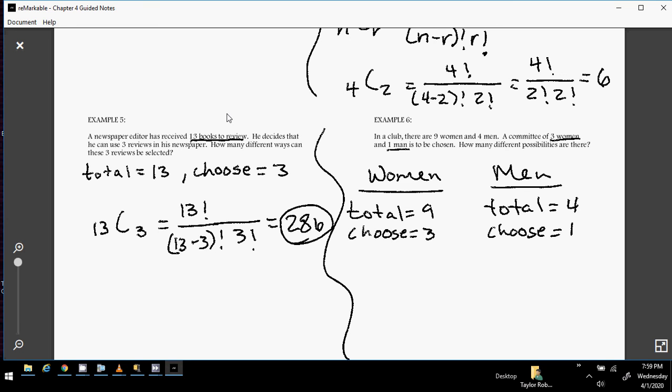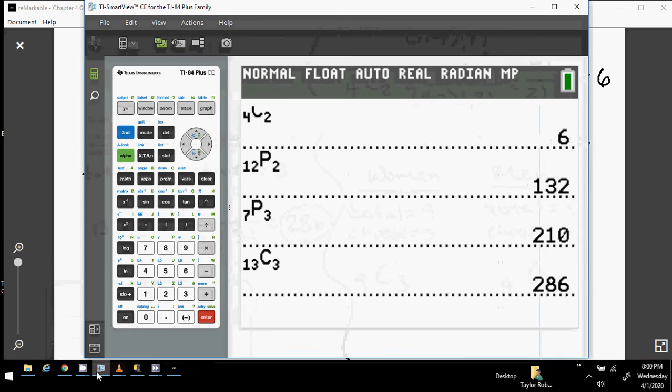Okay, so in a club. Now, order is not important. It's like draw a name out of a hat here. Order would be important if the person who got the most votes came in first place or became the president or something like that. So be careful with how it is. But in this case, it is a combination. So this would be 9C3. This one would be 4C1. Alright, so we're going to get what those are on our handy dandy calculator.